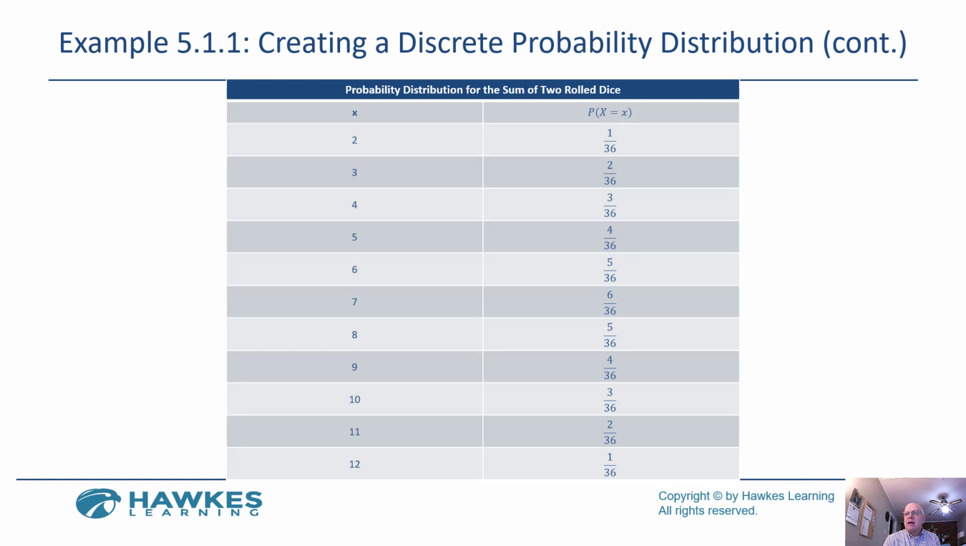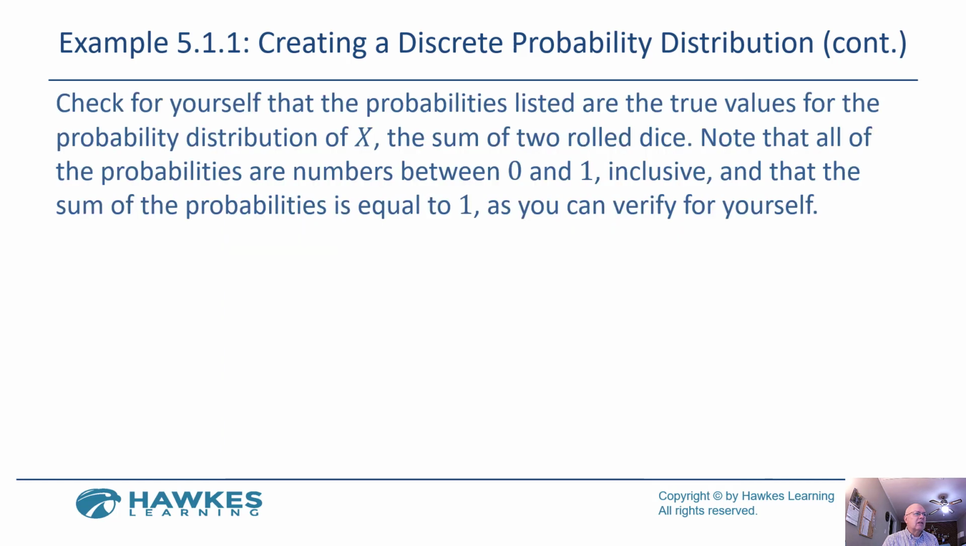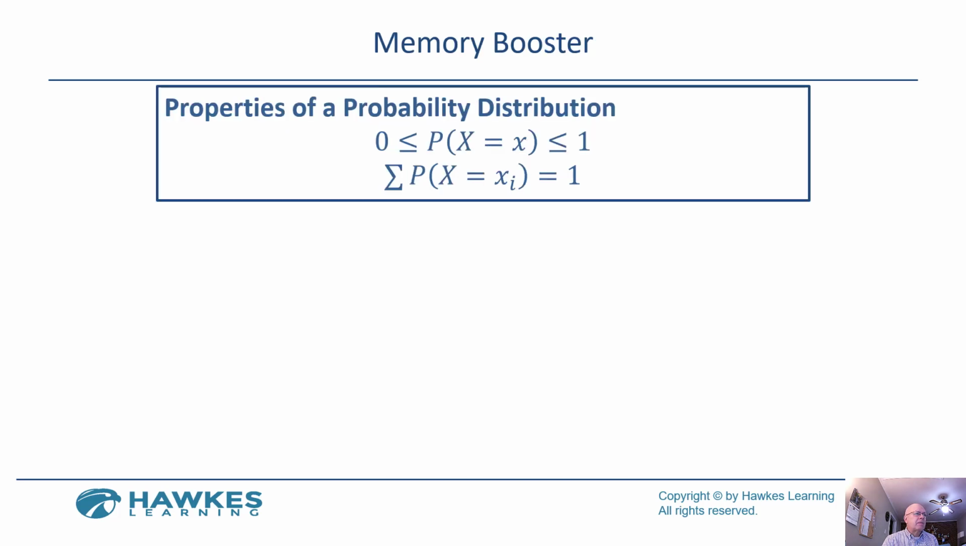For example, the 6 coming up. There are 5 ways you can get a 6. You could have a 1 and a 5, 5 and a 1, 2 and a 3, 3 and a 2, or you can get 3 and 3. Total of 5 out of 36 possible rolls. Check those for yourself, to make sure there wasn't a mistake by whoever made the slide.